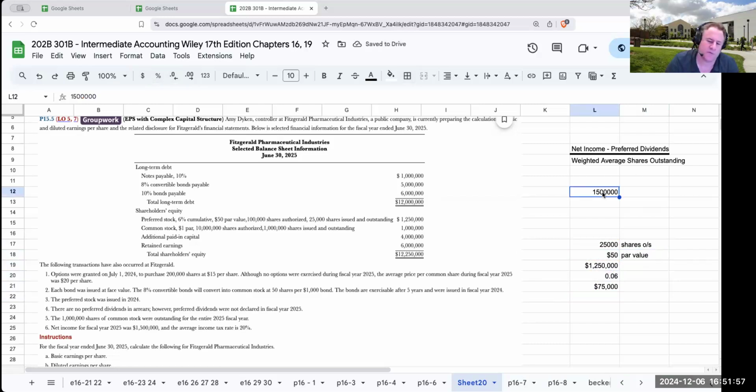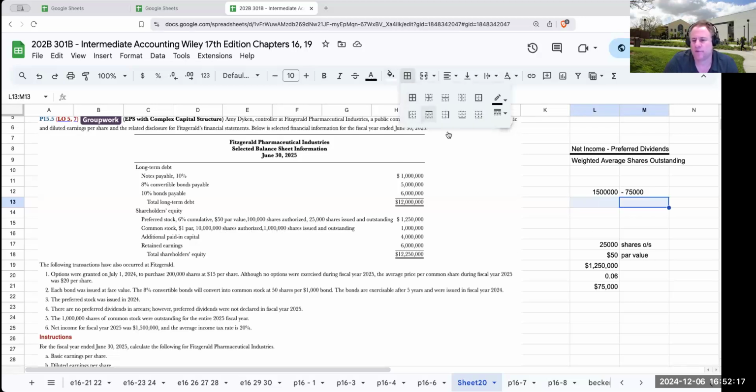So in terms of our formula for basic earnings per share, this is going to be 1.5 million minus 75,000. And this is going to be divided by my weighted average shares outstanding, which it tells us over here we've got 1 million shares issued and outstanding for the full year.